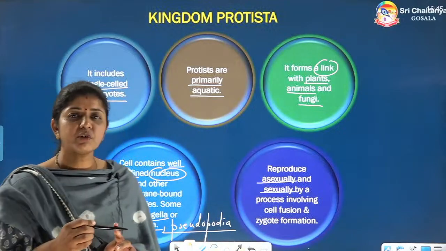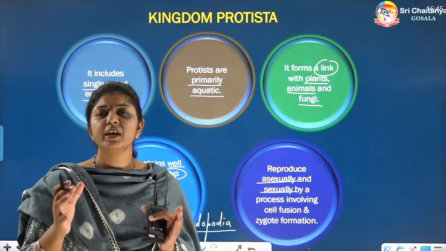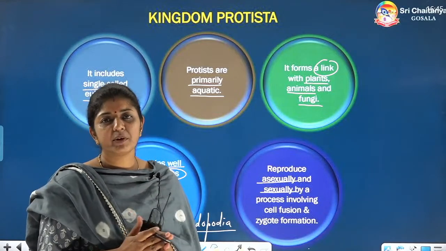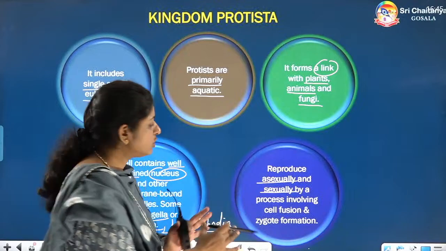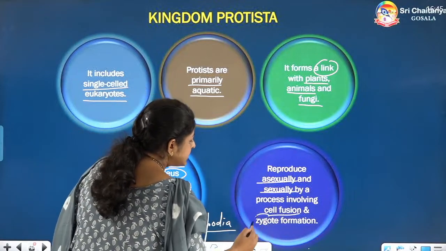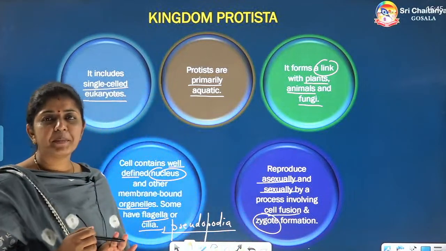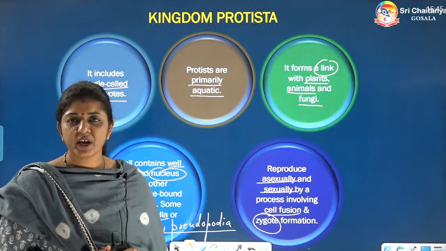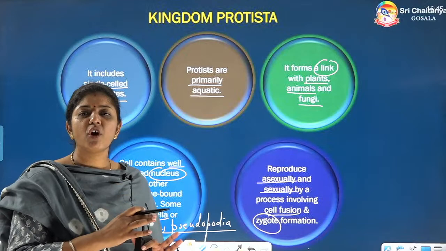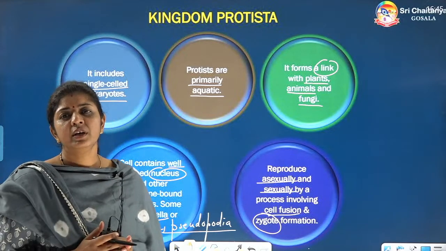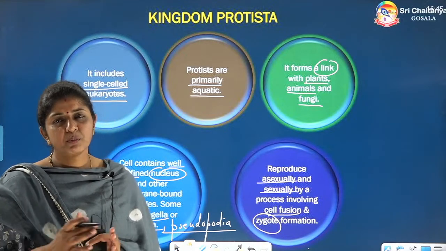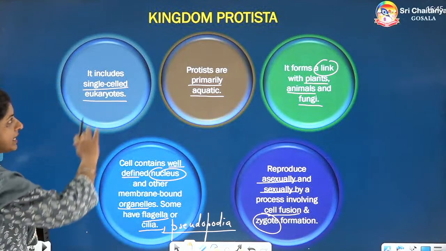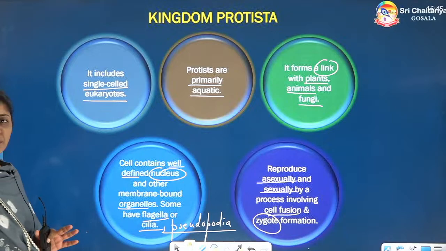What is sexual means of reproduction? Where gametes are forming as well as fusing. That you call sexual reproduction, which is happening here. So fusion is there, and after the fusion, zygote formation, which is an advanced feature as compared to Monera, since Protista evolved later after the kingdom Monera, right? So these are the general features of the kingdom Protista.